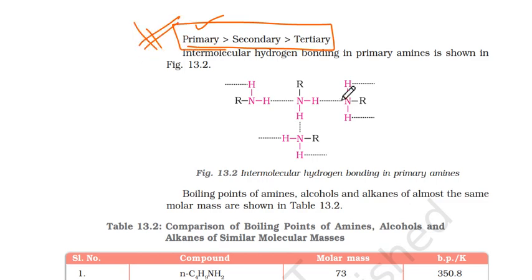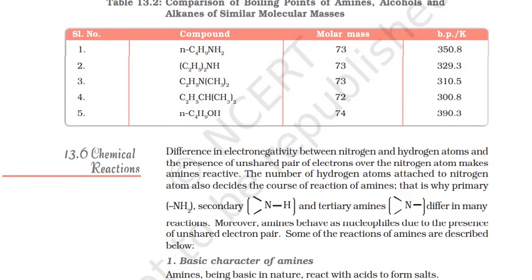Intermolecular hydrogen bonding in primary amines is shown like this. Because there is a lot of hydrogen bonding, there's a lot of branching over here. You can see the boiling point of primary amines will be more than secondary, than tertiary, because as you go up this series, primary, secondary, tertiary, the number of hydrogen atoms decreases. As a result, intermolecular hydrogen bonding will decrease. So this table is giving you an idea about the molar mass along with the boiling points in Kelvin.